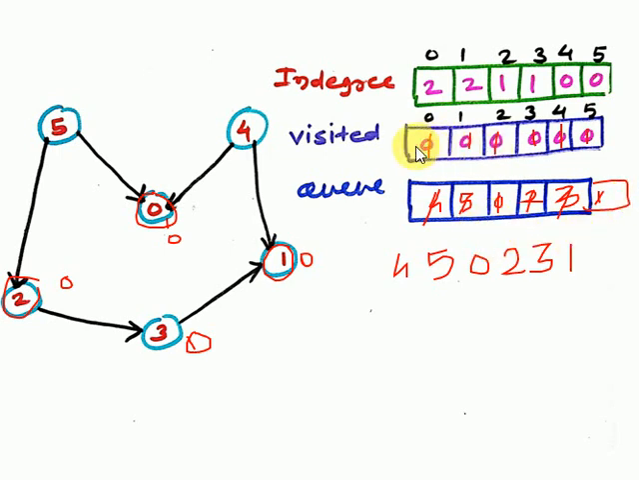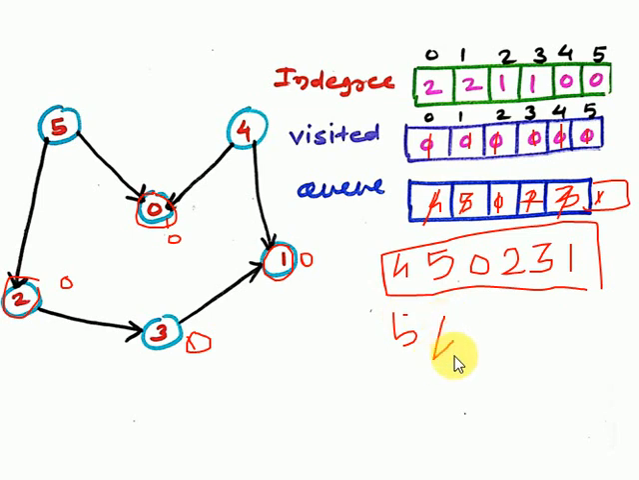Now we'll count the number of visited nodes. Count 1, 2, 3, 4, 5, 6, which is equal to the total number of vertices. So the result we get here is the topological sort for the given graph. See here, other topological sorts are also possible. First of all, we inserted 4, but instead of 4 I can insert 5, then I can insert 4, then I can consider 2, then 0, then 3, then 1. So different topological sorts are possible for the given directed acyclic graph.